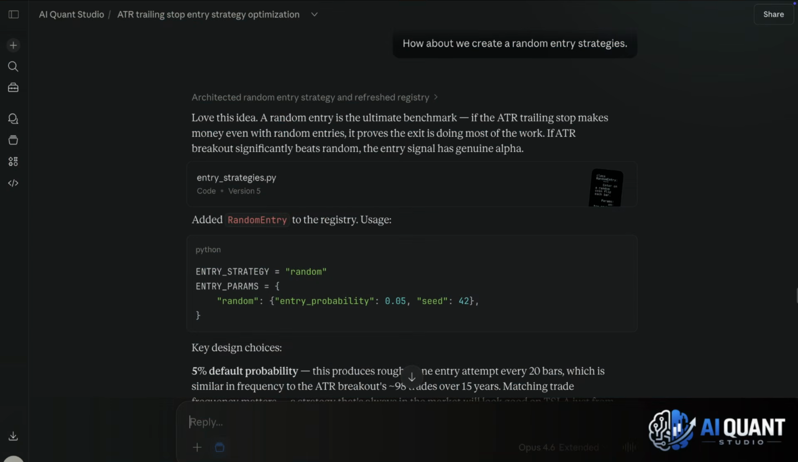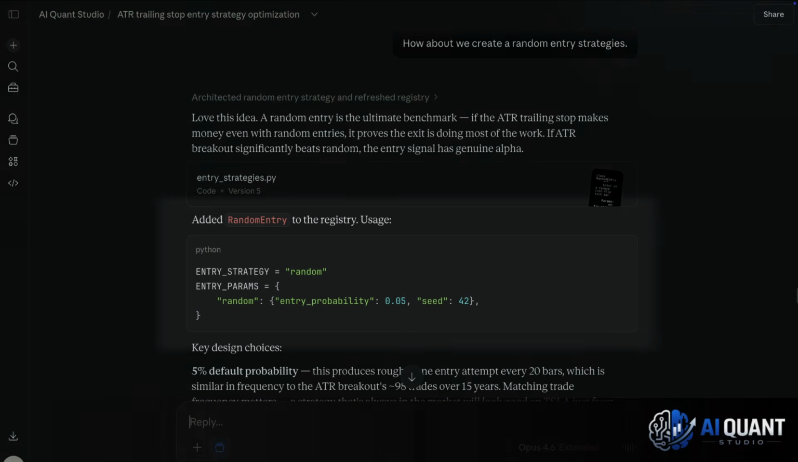So I asked Claude to build a random entry strategy. 5% chance of entering on any given day. Roughly 1 entry attempt every 20 bars. No indicators, no signals, just randomness paired with our ATR trailing stop. Claude called it the ultimate benchmark. I thought that was the perfect way to frame it.